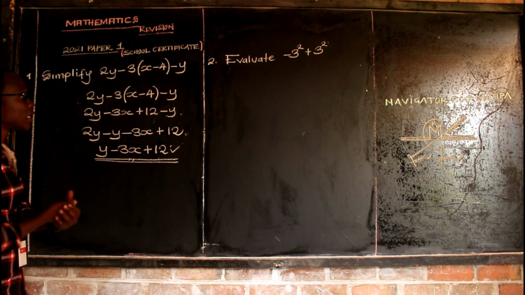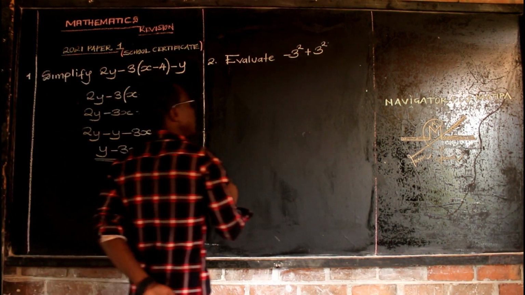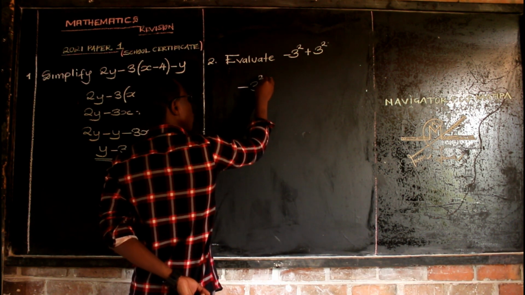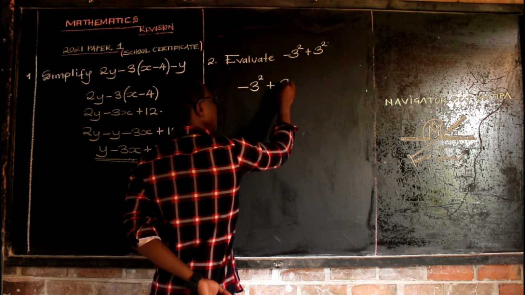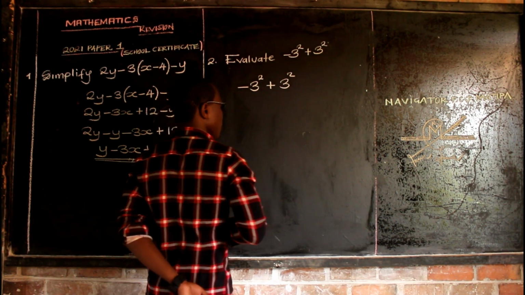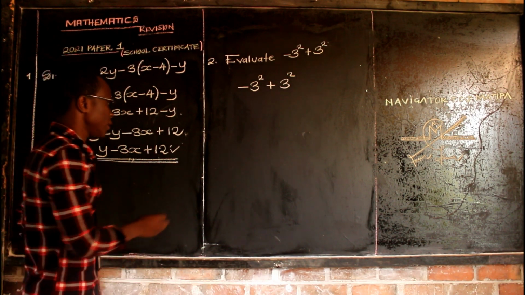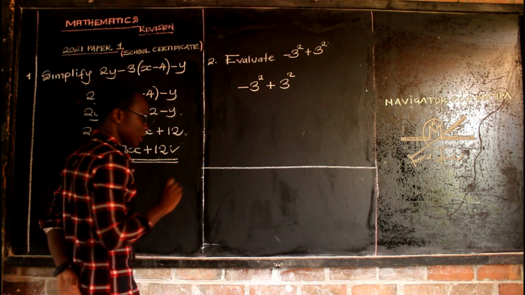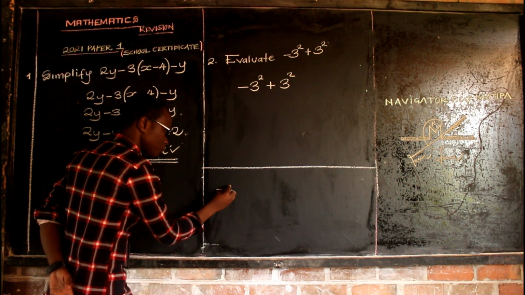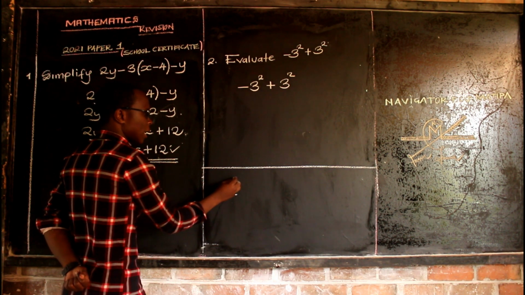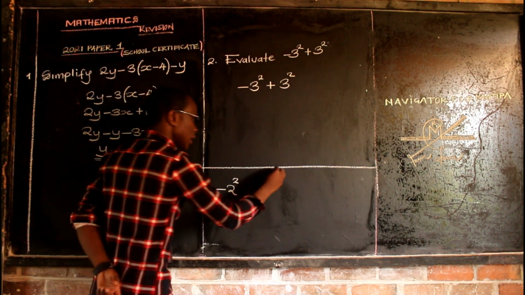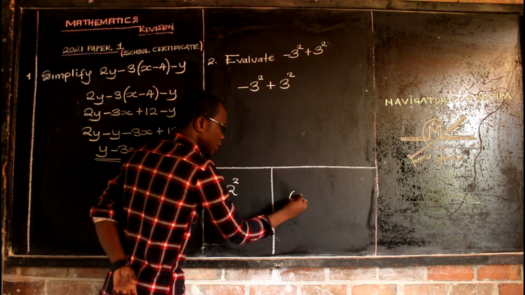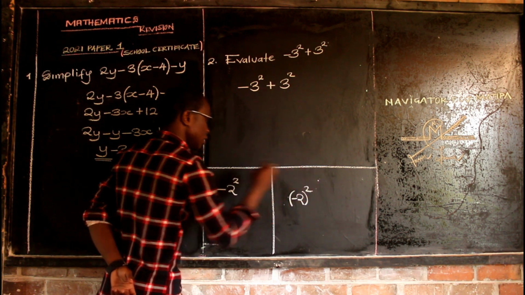So let us look at question number 2. Question number 2 is saying evaluate negative 3 squared plus 3 squared. Now let me explain something on this point. I want you to pay particular attention. If you have something like this, let's say I've got negative 2 squared, and let's say I've got open brackets negative 2 squared.